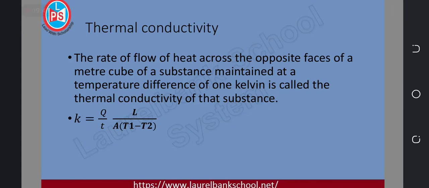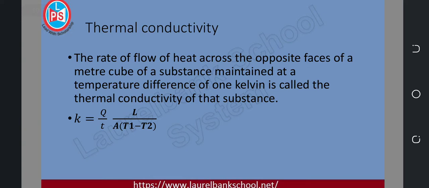So how can we define K? K can be defined as the rate of flow of heat across the opposite faces of a meter cube of a substance that is maintained at a temperature difference of 1 Kelvin. So this is known as the thermal conductivity of that substance. The unit of K can be easily calculated, that is watt per meter per Kelvin.